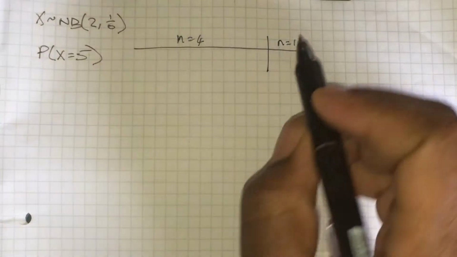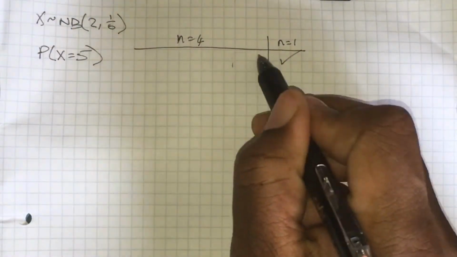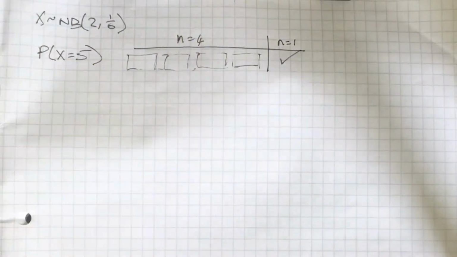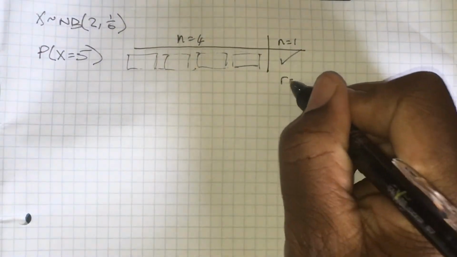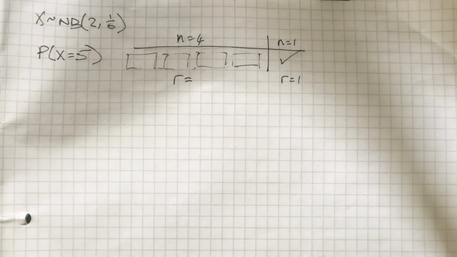If we think about it, out of those 5 trials, the last trial has to be a success. Otherwise, I wouldn't have continued. So I can compartmentalize these and have the last value or the last attempt being a definite success, which means within these first 4 attempts, I'm going to need 1 success as well.